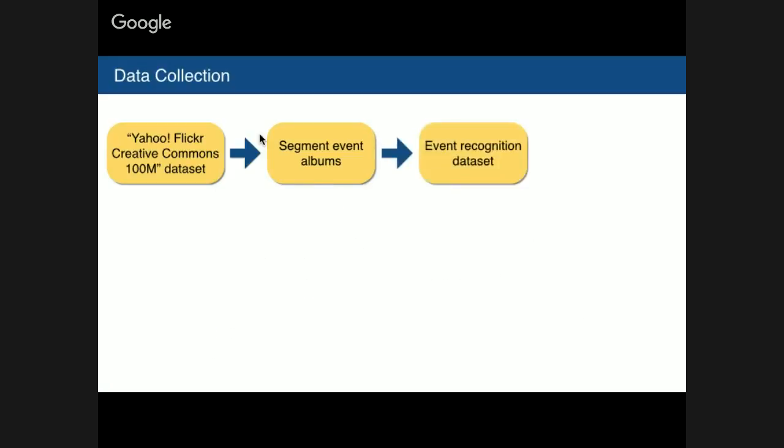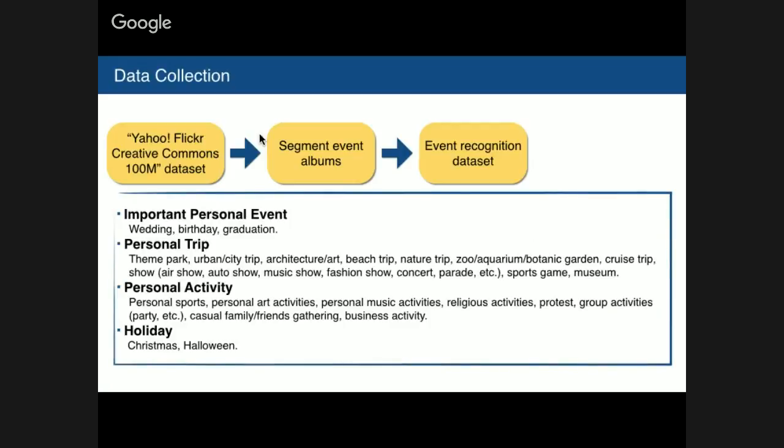After this, we randomly select 20,000 event albums, and that is our event recognition data set. We have to acquire the event type label for this data set. So we use Amazon Mechanical Turk, where we can hire anonymous workers to label our data. We have 23 available event types for the workers to select. Those 23 event types are the common event types that happen in our daily life, and they fall into 4 large categories.